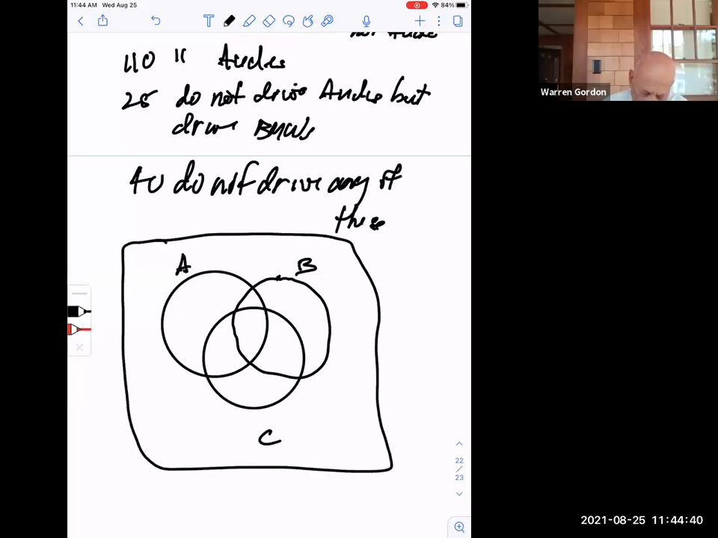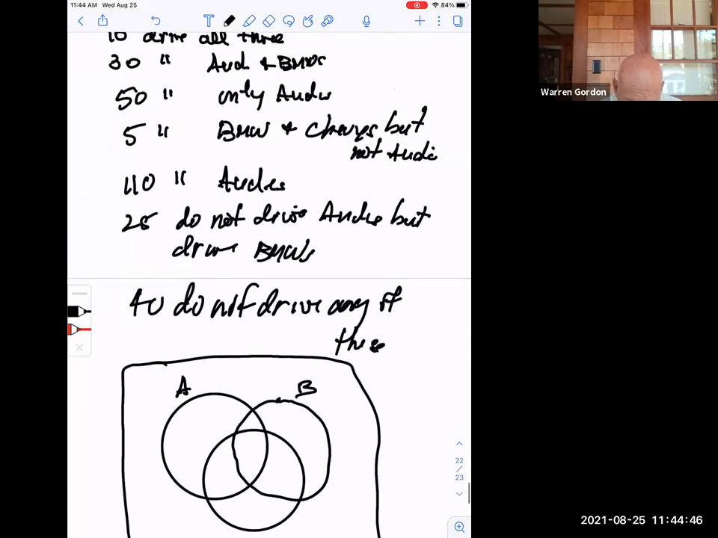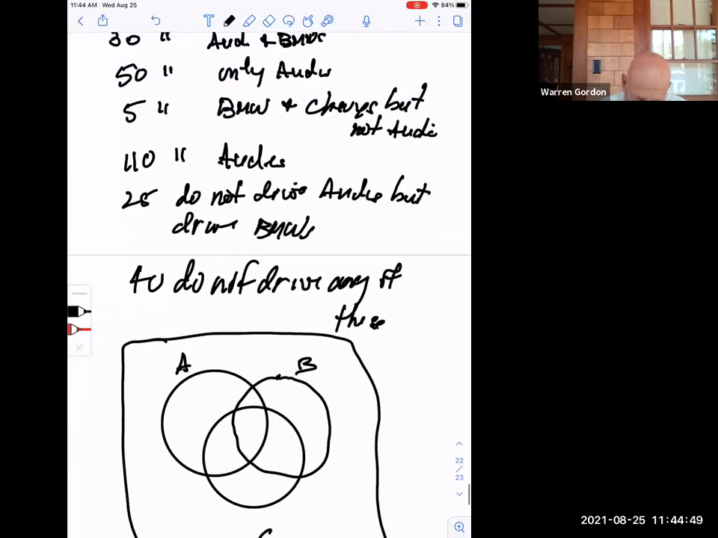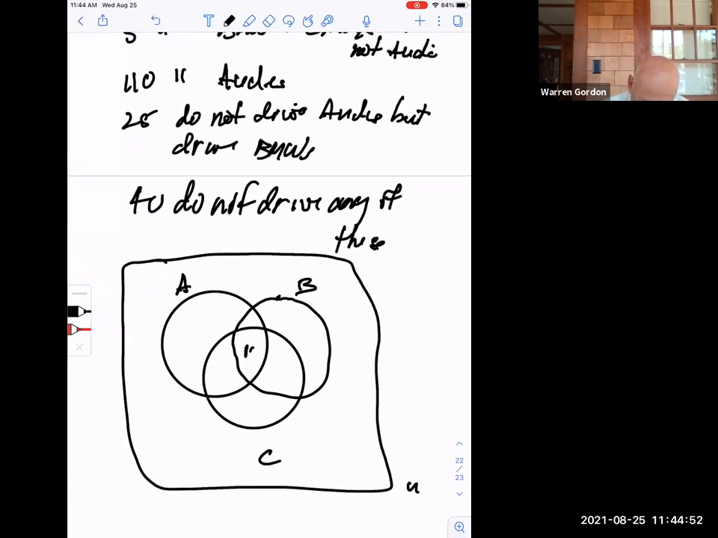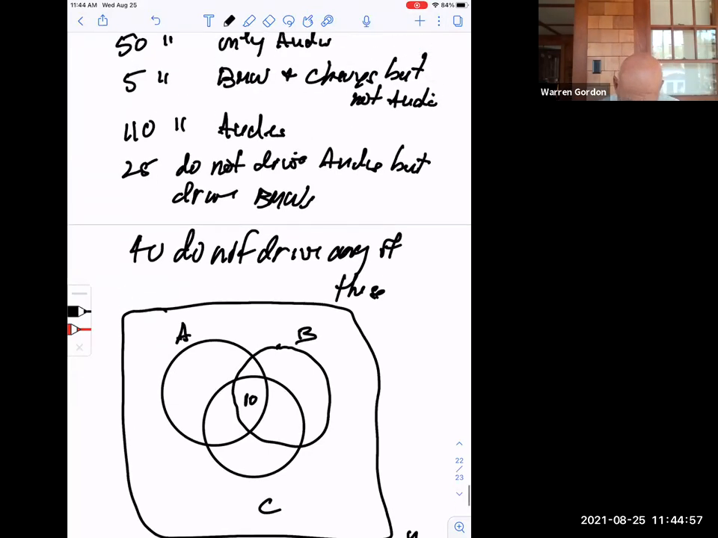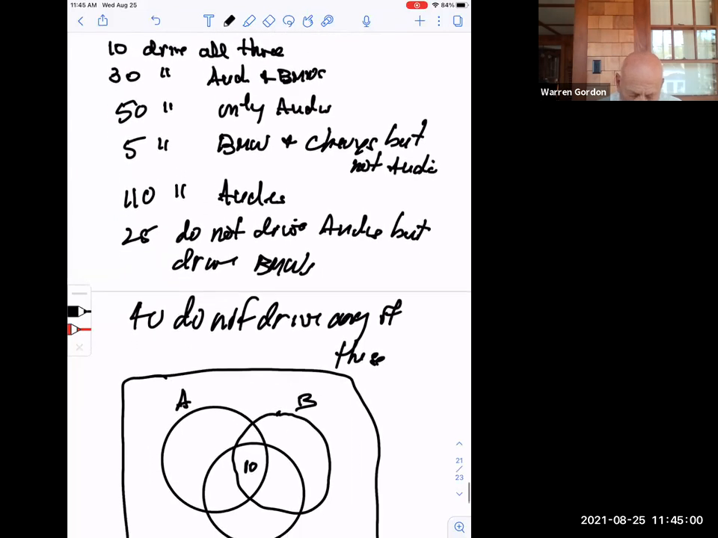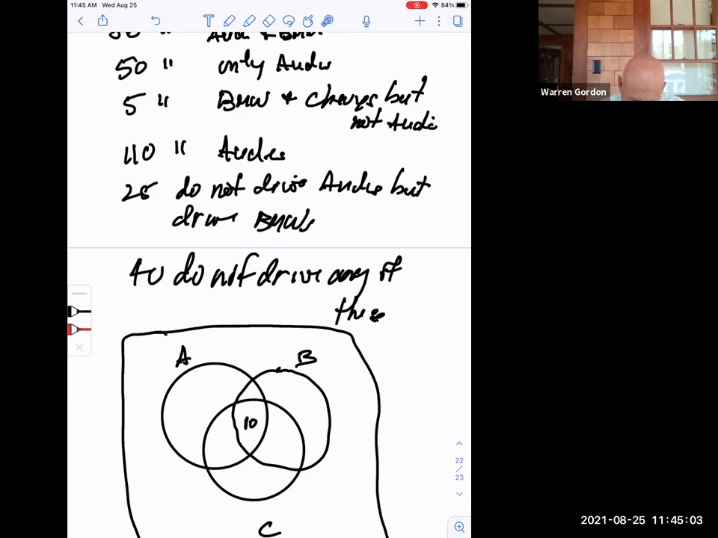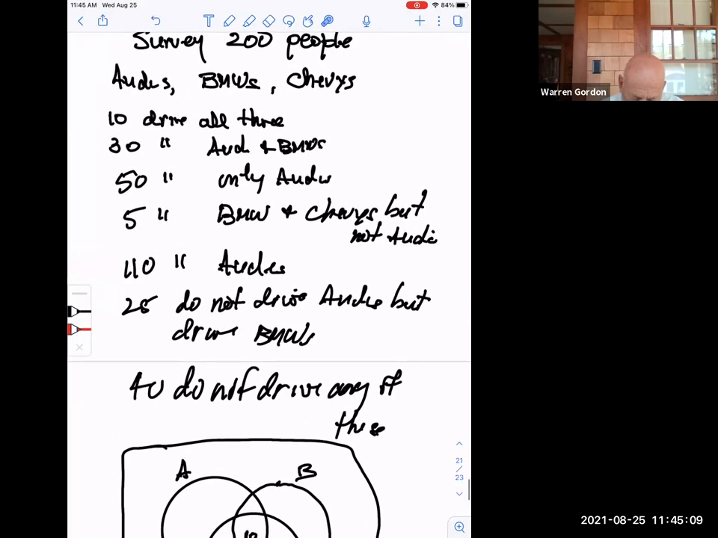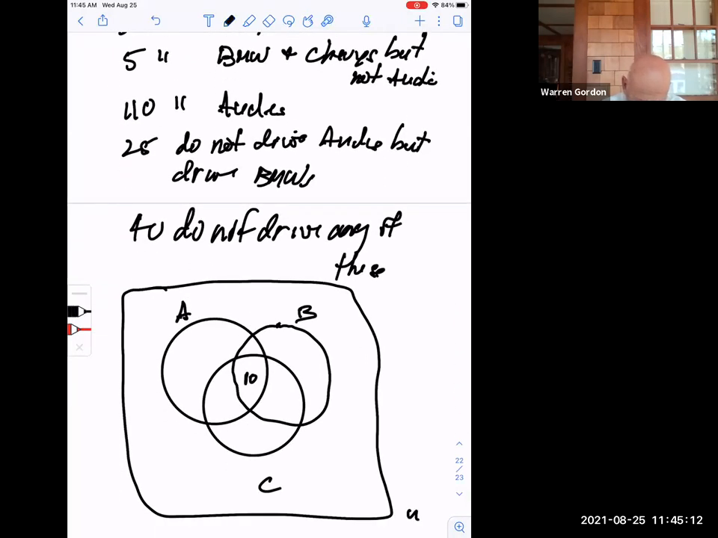Of course, I'll ask some questions here. They're right in the text, but let's get the information here. So I start with 10 drive all three. That means this has to be 10, right? The intersection of all three. 30 drive Audis and BMWs. Well, Audis and BMWs is this whole loop here, right? And what did I say? How many do that? 30? Well, I already have 10. So I need another 20. So I've filled out this group.